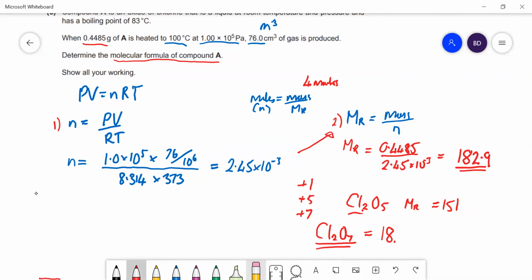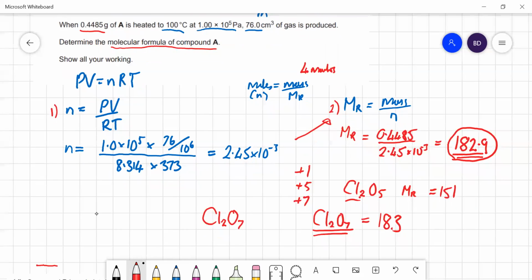which is pretty close to what the answer we got here. Okay, so the molecular formula of the compound is Cl2O7. So a bit of calculation, and also you need to know a little bit about the chemistry of chlorine to come up with the answer there.